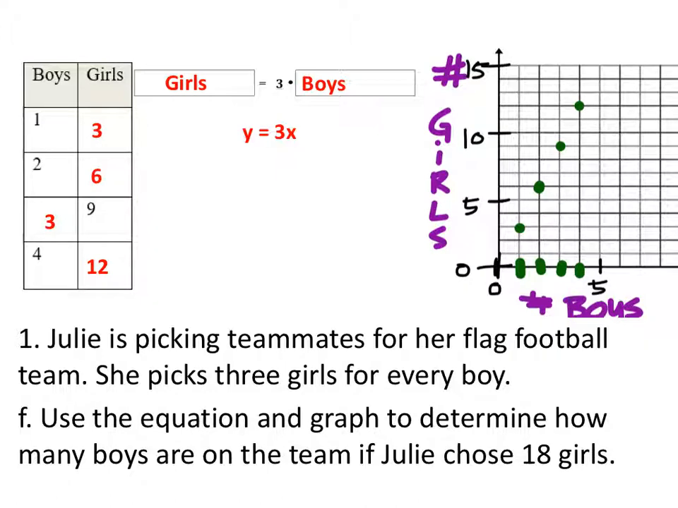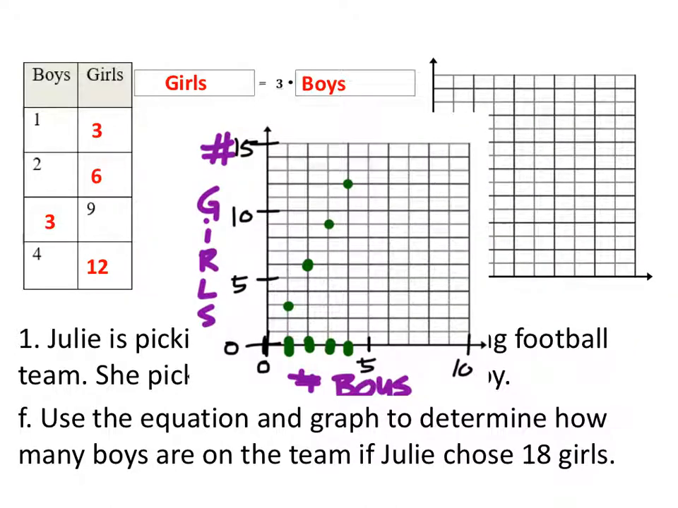Part F, use the equation and graph to determine how many boys are on the team if Julie chose 18 girls. So on this one, girls is 18, which is our y value. So I'm going to replace the y with 18, and this will equal the 3x. So this is an equation that we can solve, and it's kind of like the last step in the switch and stay game where we're just going to divide both sides by the coefficient, which is 3. So x would equal 6. And we'll label this, because it is a word problem, x representing boys. So it'd be 6 boys on the team if Julie chose 18 girls on the team.